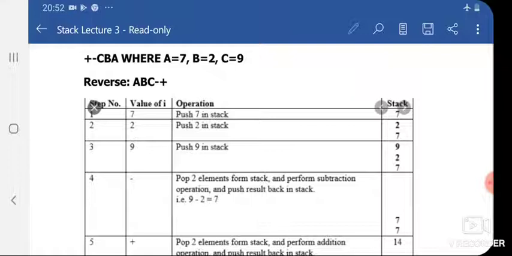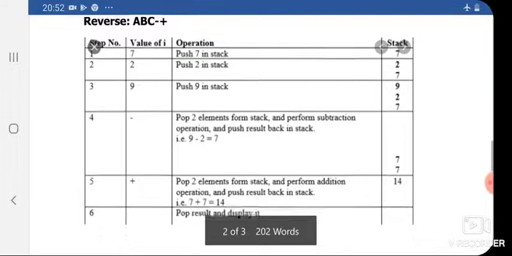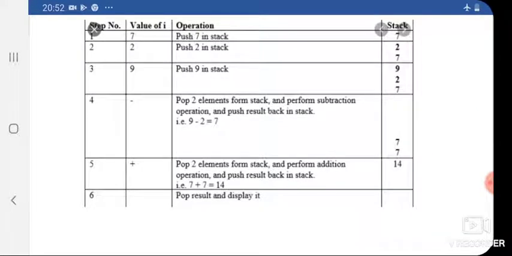Therefore we pop the first 2 values from this stack. Let us say them as s1 and s2. Therefore we pop 9 and 2. We perform the s1 minus s2 operation, that is 9 minus 2, which is equal to 7, and again we push the result 7 to the stack. Right now in the stack there are 2 values, 7, 7.